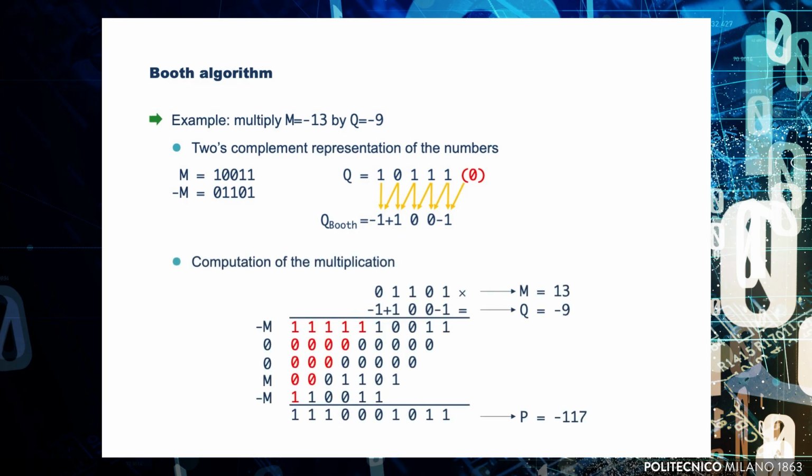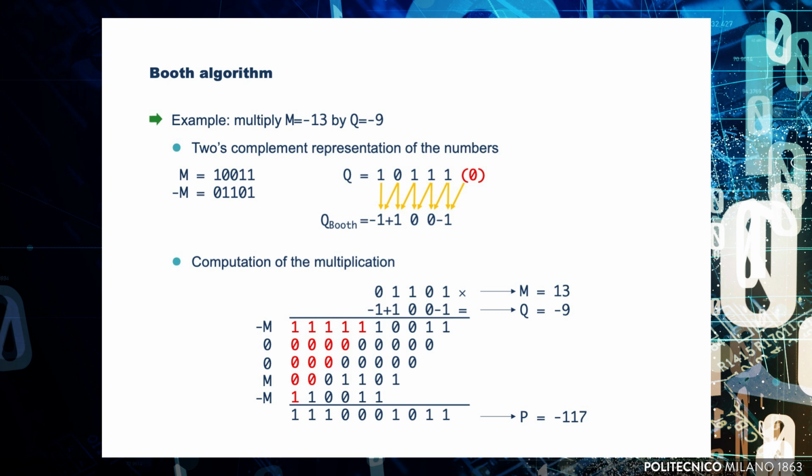Then, we compute the multiplication of m by the Booth-encoded q. For the sake of clarity, on the left of each row of the partial product matrix, we indicate which value is used, and the sign extension is shown in red. The result is obtained by performing the standard sum of the matrix elements.